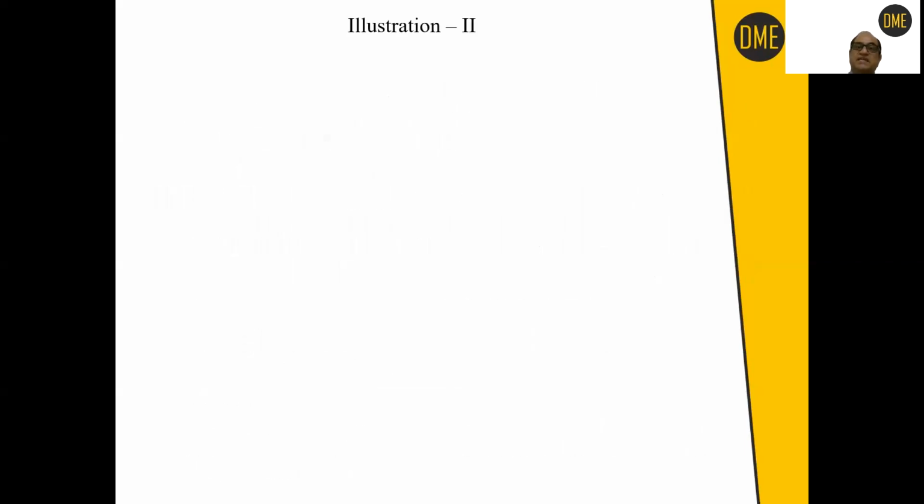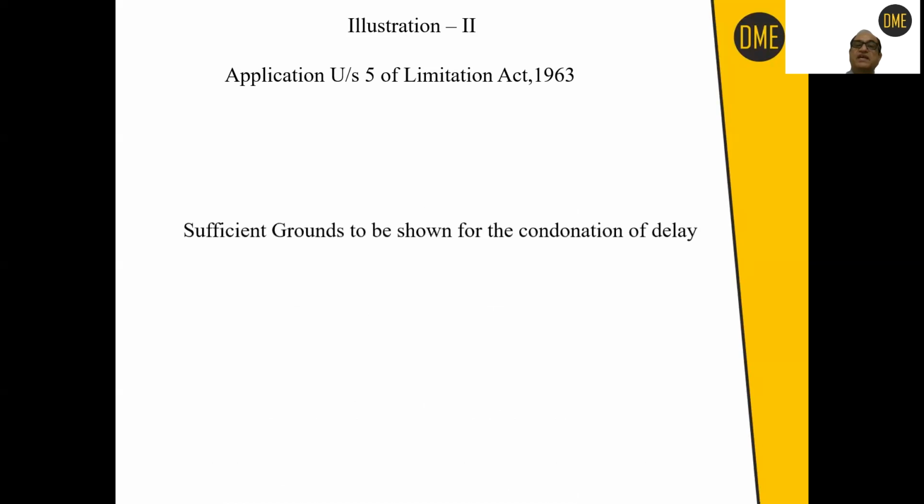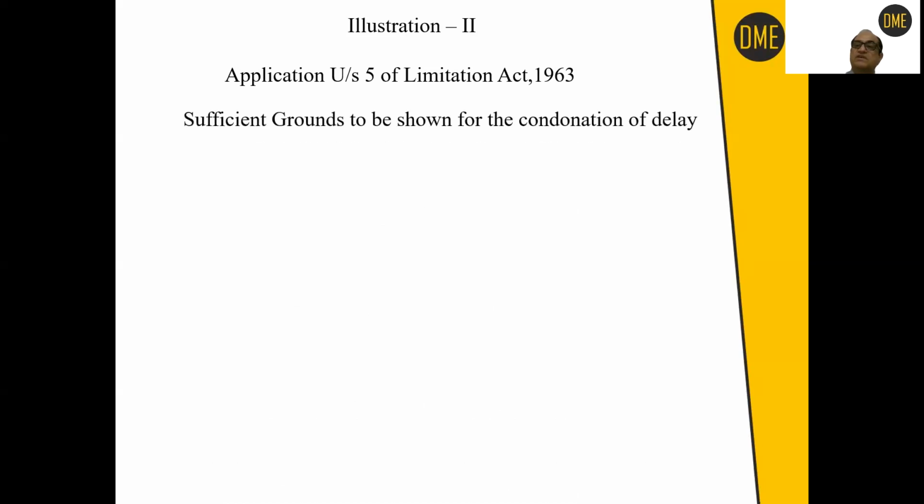Now dear students, let us take another illustration based on the same facts as to why and how the delay in filing appeal can be condoned. The heading will remain the same, an application under section 5 of Limitation Act. The ground is sufficient ground to be shown for condonation of delay. Condonation of delay in filing appeal or revision. This section is not applicable to suits. That's why it is mentioned in the bracket.